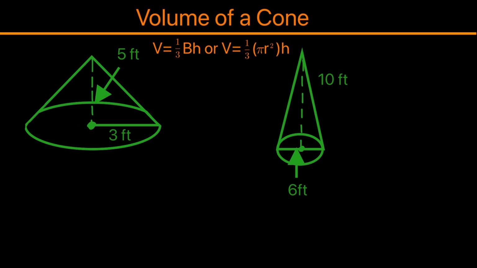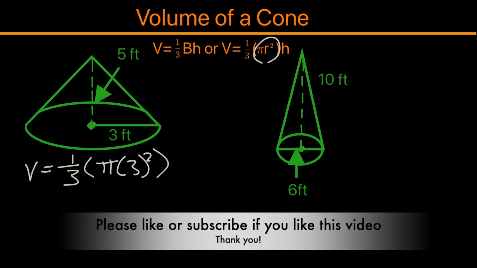For the first example, we have a cone with a height of 5 feet and a radius of 3 feet. So plug in the formula. 1/3. The base of the cone is pi r squared. So we're gonna plug in the radius, which in this case is 3 feet. So pi times 3 squared. Then we want to times that by height, which is 5.